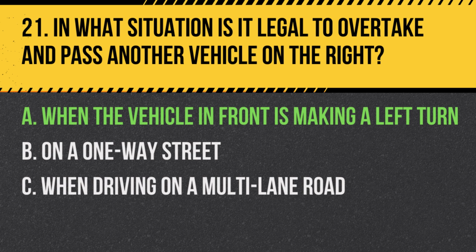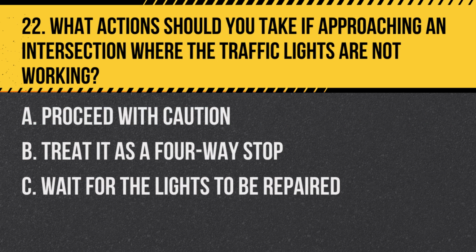It's legal to pass on the right if the vehicle ahead is making a left turn and there's sufficient room to pass safely. Question 22. What actions should you take if approaching an intersection where the traffic lights are not working? A. Proceed with caution. B. Treat it as a four-way stop. C. Wait for the lights to be repaired. Answer: B. Treat it as a four-way stop.